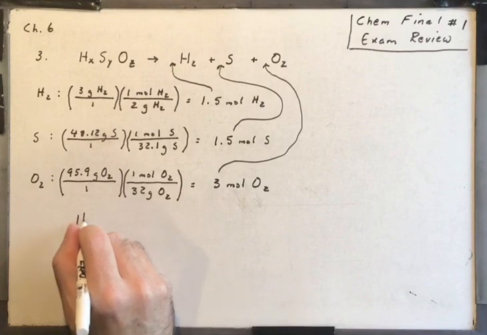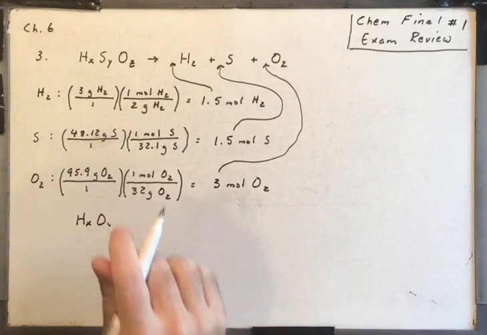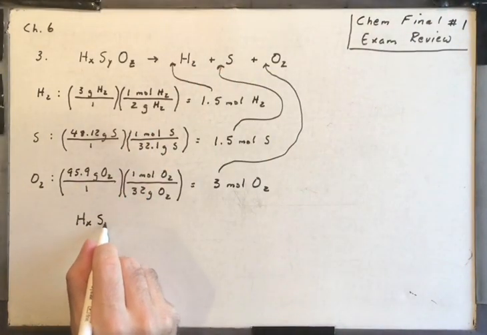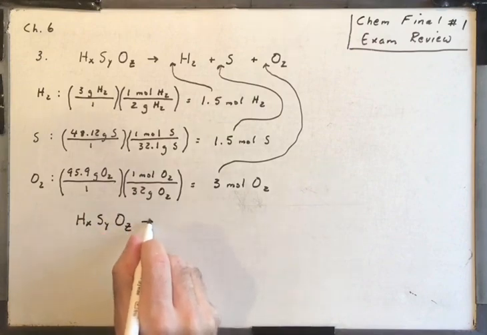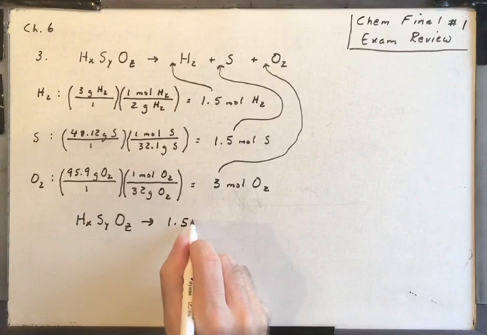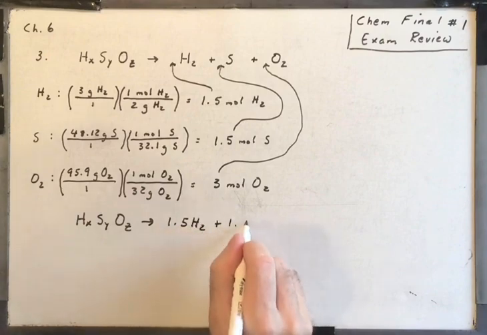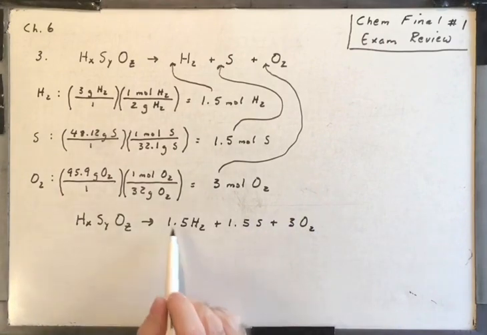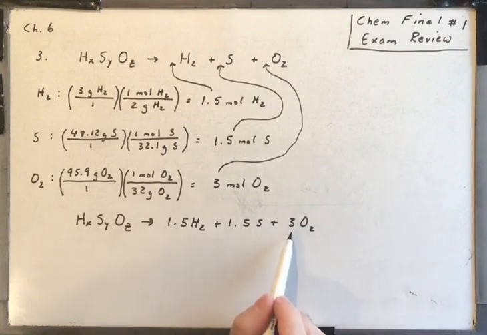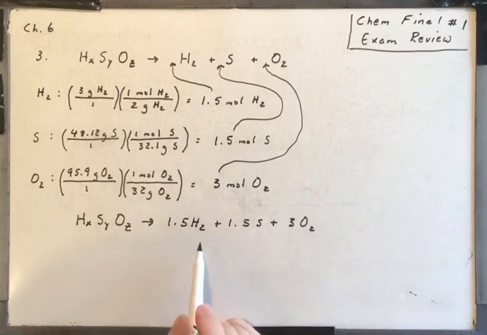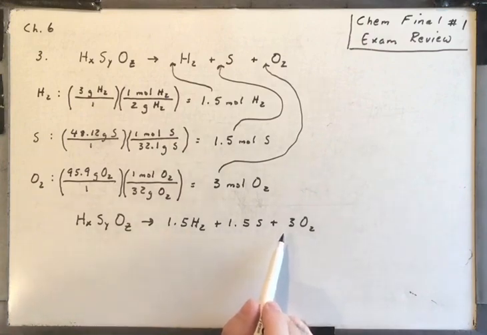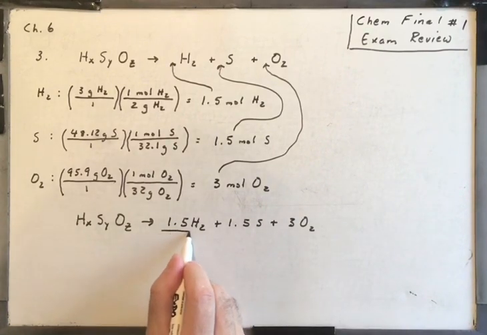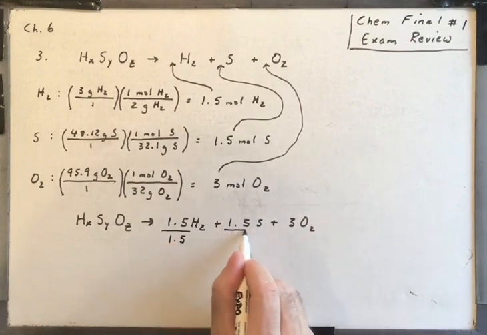So we would have H sub X, S sub Y, O sub Z makes 1.5 H2 plus 1.5 S plus 3 O2. Now these decimal coefficients aren't legal. Does anyone remember what you do to convert those decimal coefficients to whole numbers or integers? I'll give you a second. All right, you divide by the lowest. So divide by 1.5.